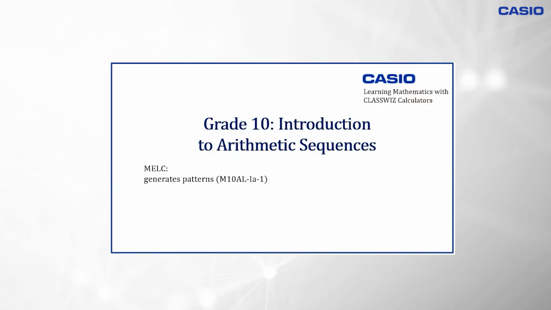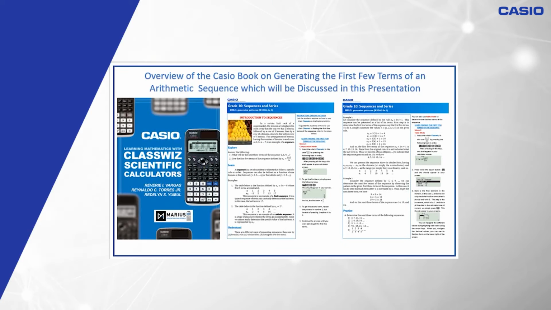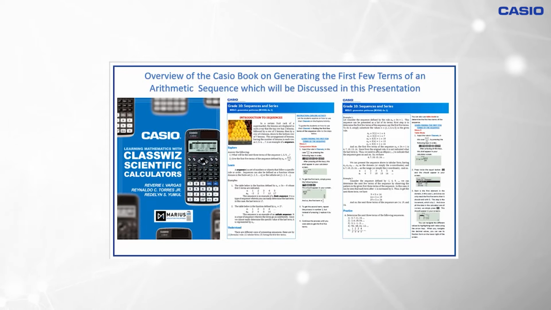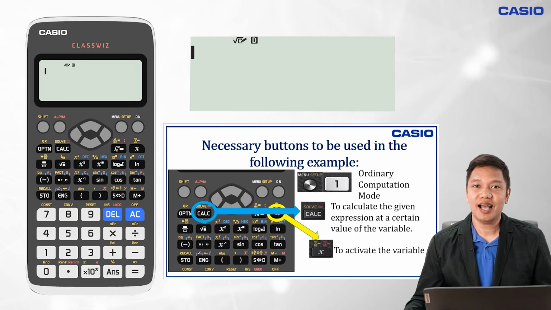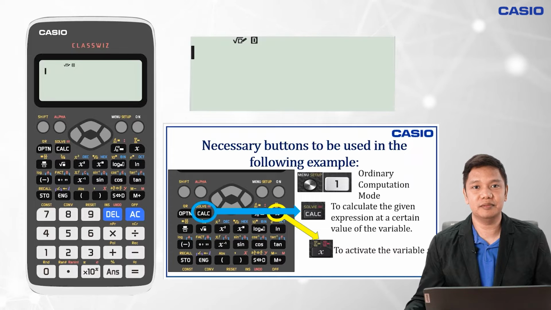In this video, we will explore how we can use the Classwiz calculator in learning and teaching the introduction to arithmetic sequences. The examples and steps to be discussed in this presentation are also indicated in the Casio book on generating the first few terms of an arithmetic sequence. The Casio emulator is a great tool for teachers to simulate the process of learning and computation in class. In this lesson, we will be exploring menu 1, which is calculate mode, as we learn and teach generating the first few terms of an arithmetic sequence.